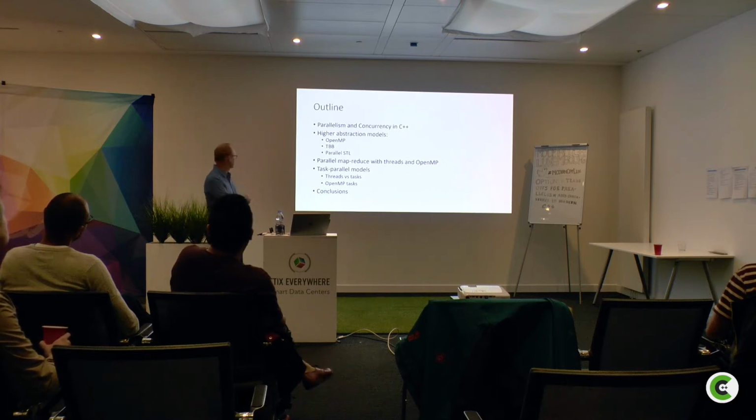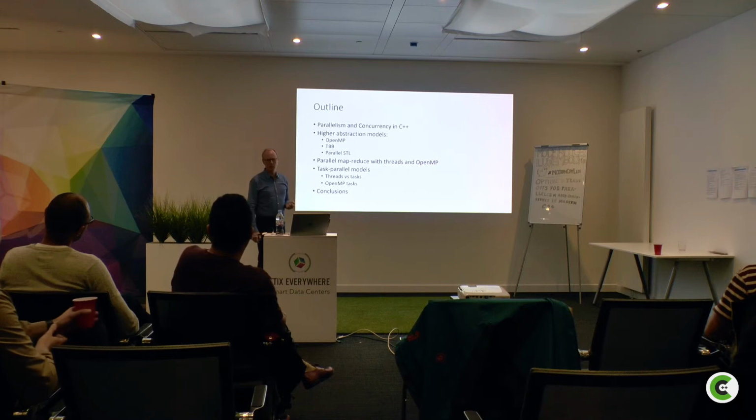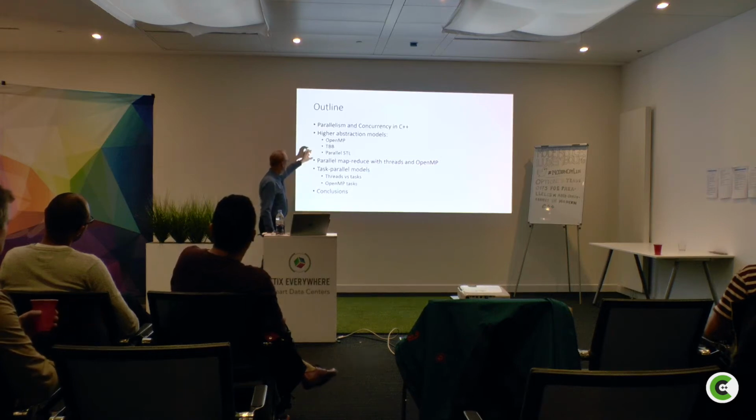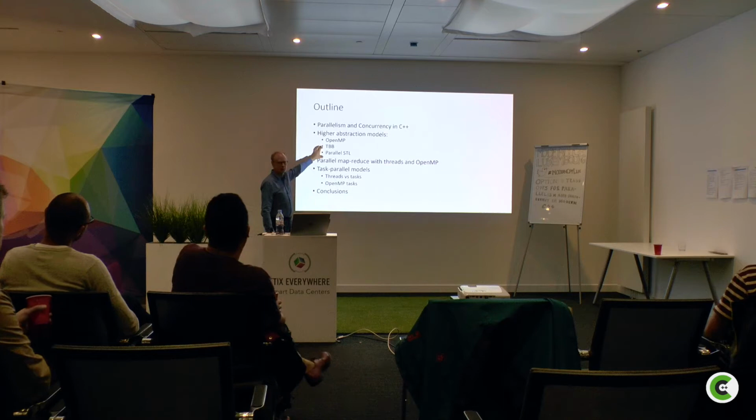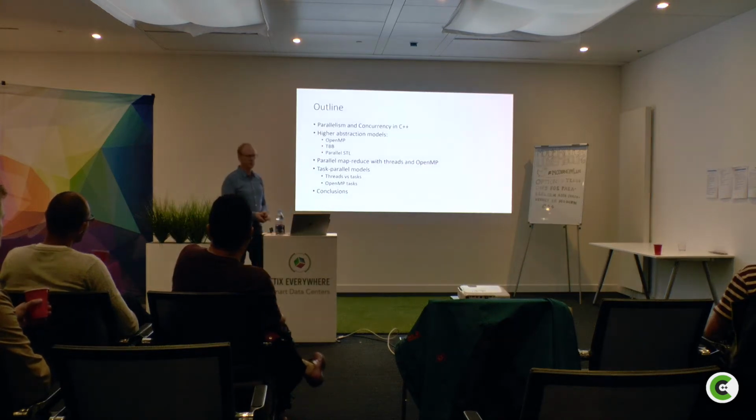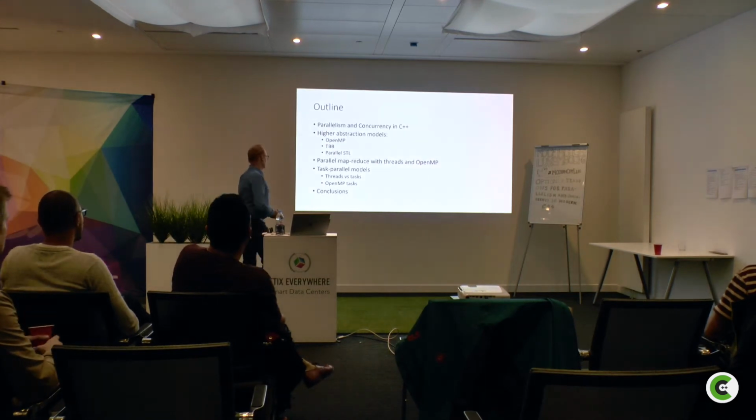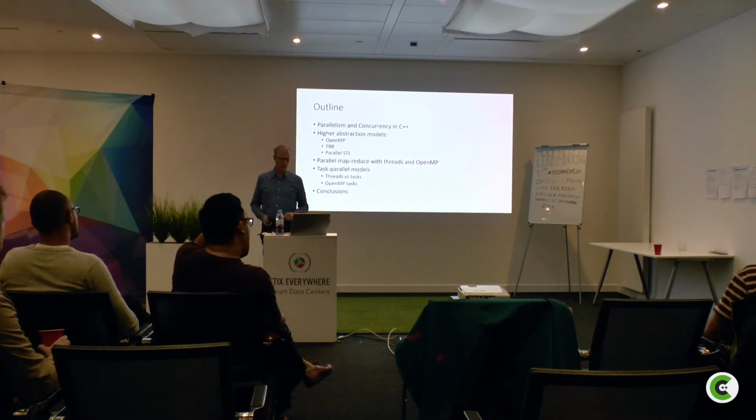Otherwise, I've prepared an introduction to why we actually need to do this in C++, and what C++ can give us, standardized since the C++11 standard. Then we look at some higher abstraction models, in particular OpenMP, which is the one I have been working with mostly. But there are other ones particularly useful for C++, namely TBB, Threading Building Blocks, and the parallel standard template library, which is a new feature of C++17. And we'll come to the other stuff when we get there.